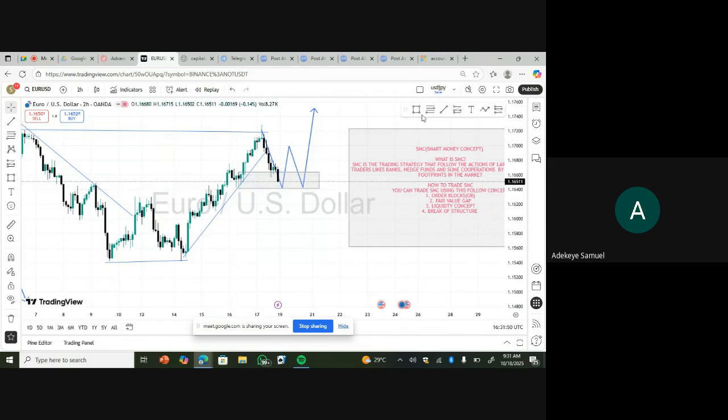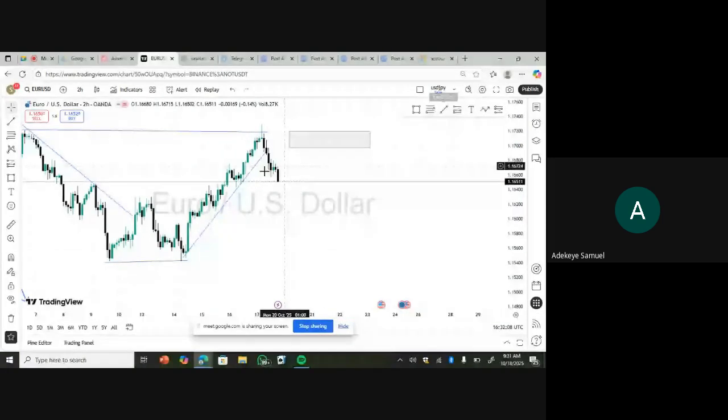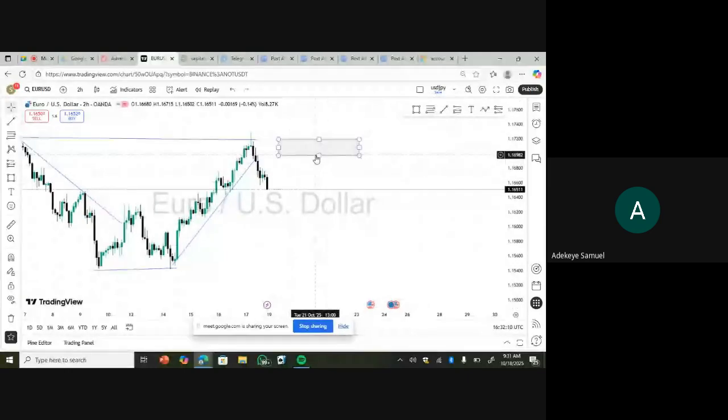Now for the bearish order block, let me show you another order block that we have here. We have different order blocks here. You can see that after this order block, we have a strong buy. Let me delete this.